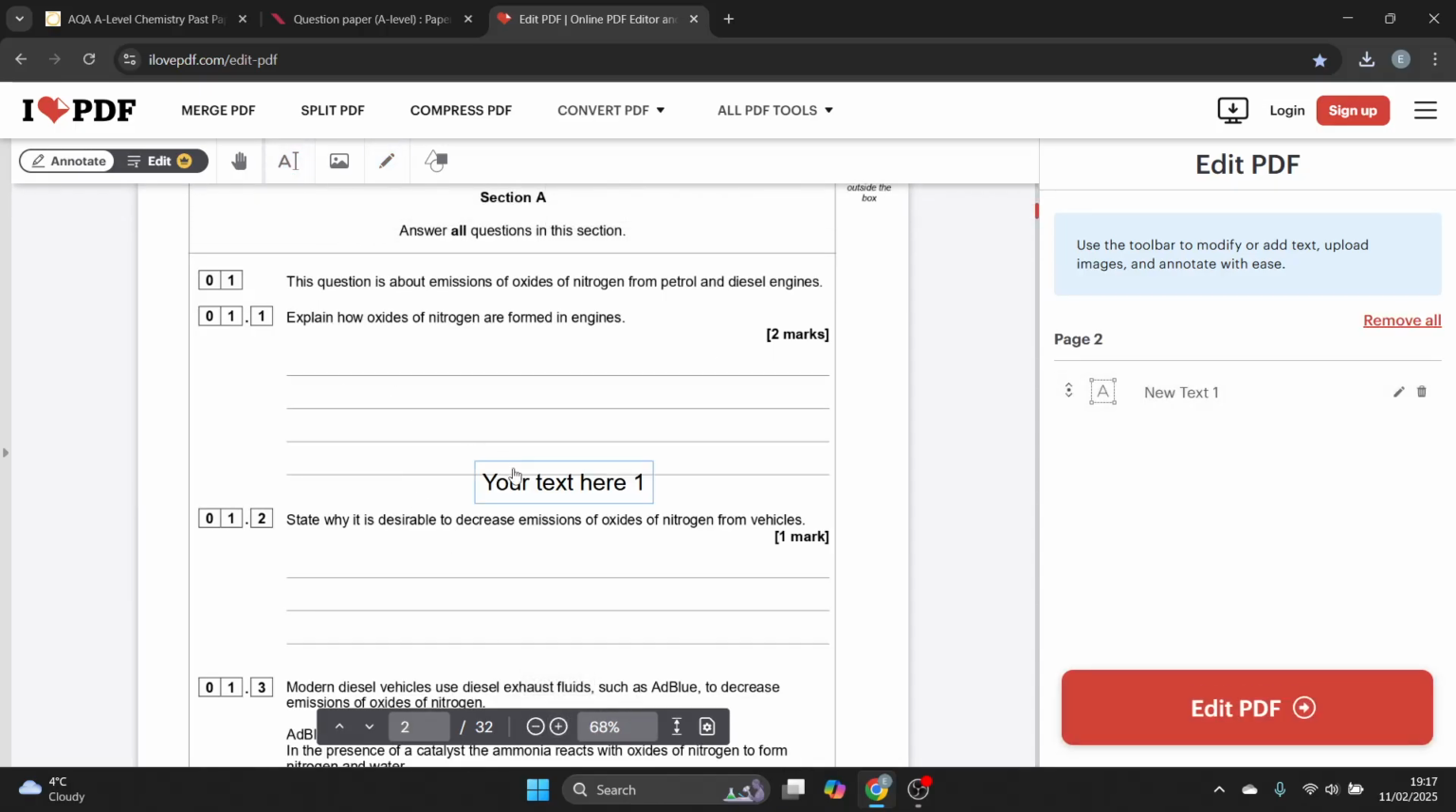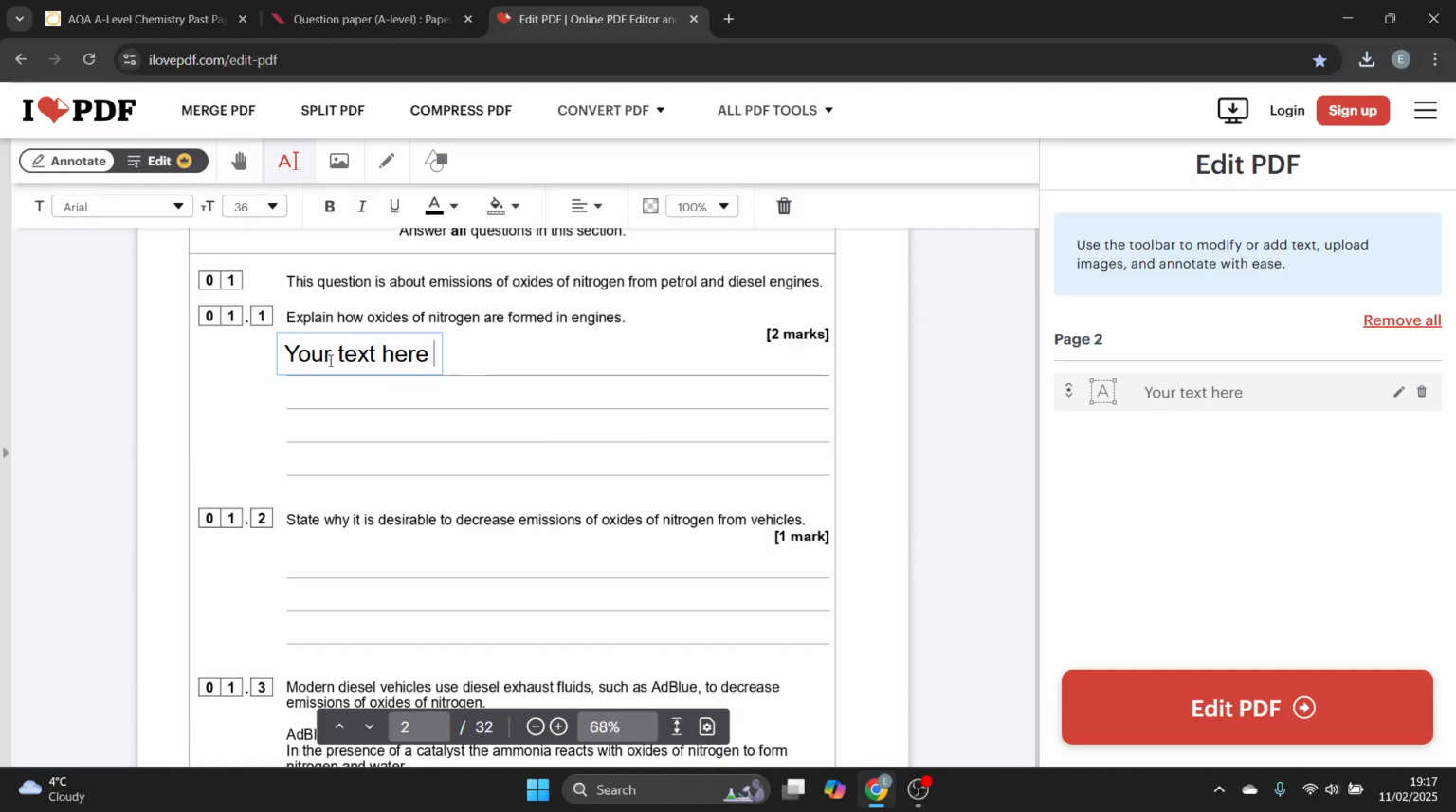2020. Explain how oxides of nitrogen are formed in engines. The reaction of nitrogen and oxygen, be specific, from the air at high temperatures.